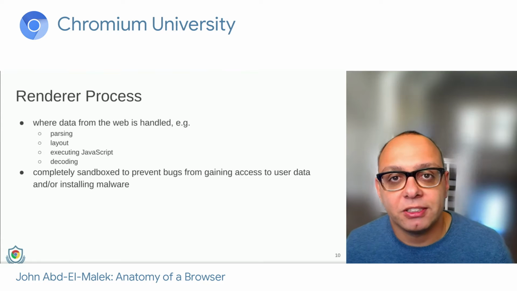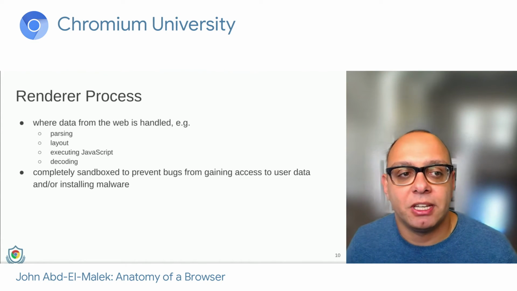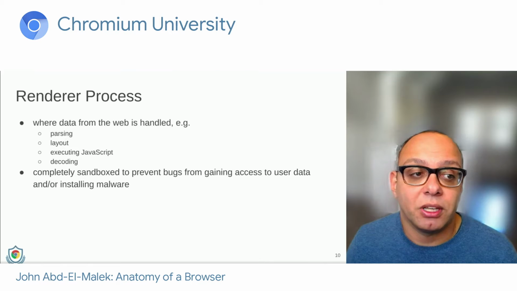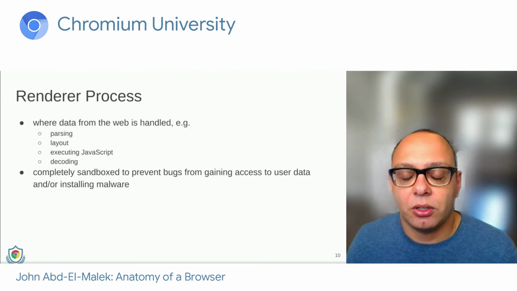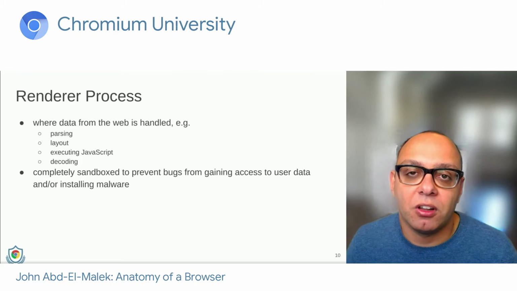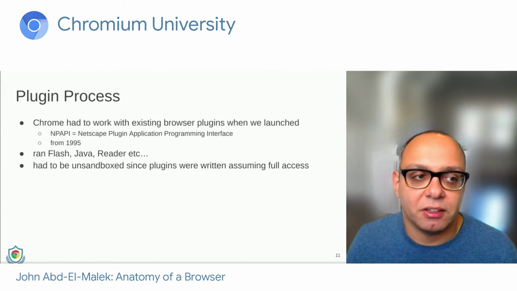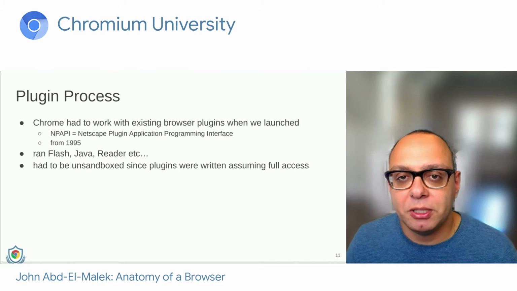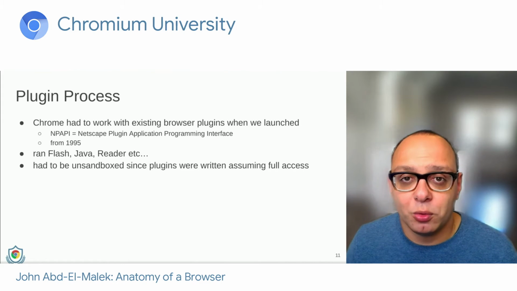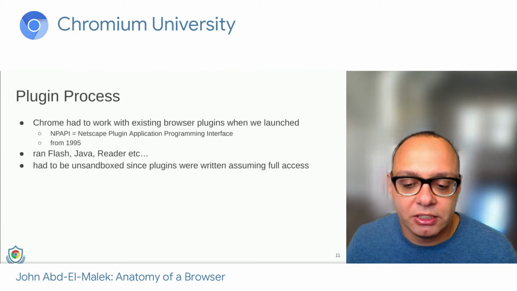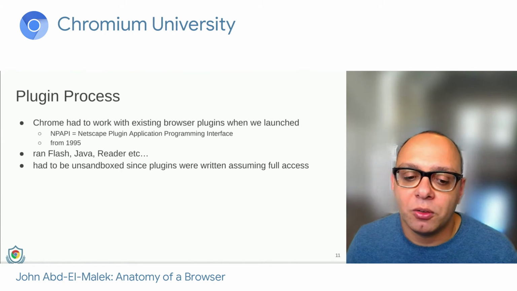Now, the main child process type that we have is a renderer, and this is where data from the web is handled. So things like parsing the HTML, doing the layout, executing JavaScript, decoding images. This one is completely sandboxed, so it has absolutely no access to your system. This prevents bad code from being able to access your data or install long-lived malware. A plugin process is what we used to run things like Flash and Reader. It was based on the NPAPI interfaces, which are over 25 years old at this point. Since we had to work with existing plugins when we launched, and these plugins assumed full access to the system, they had to run fully unsandboxed.